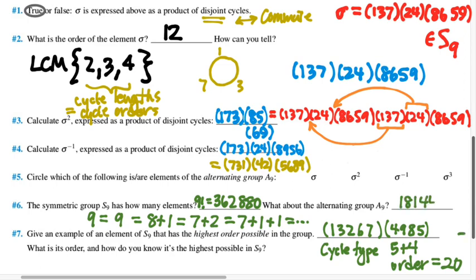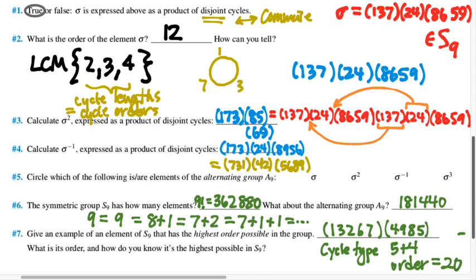181,440, which happens to be the order of A9, the alternating group. But there's no element of that order either. There's also no element of order 40, which is a divisor of 362,880. The highest order we can get in S9 turns out to only be 20.